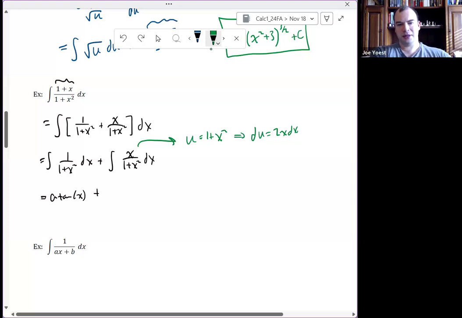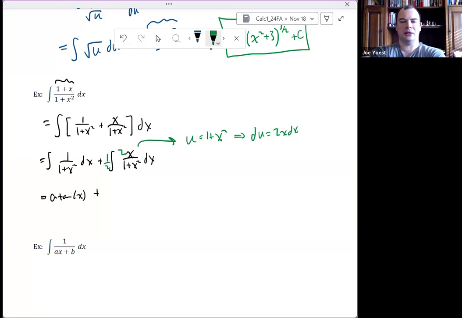Well, surely I could put in a factor of 2 and take it out, right? I could just multiply by 2 halves inside the integral, for instance, leave the numerator 2 in there and pull the 1 half outside of the integral. So this is 1 half integral. This 1 over 1 plus x squared is going to be a 1 over u, and the 2x dx makes a du.